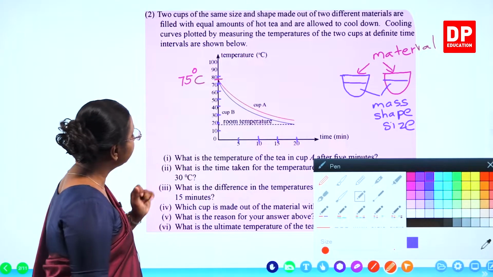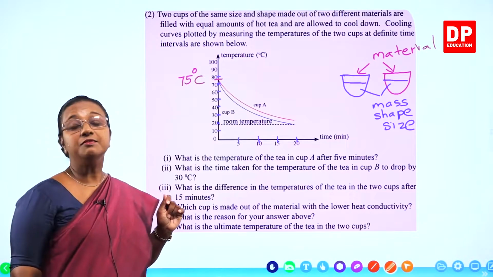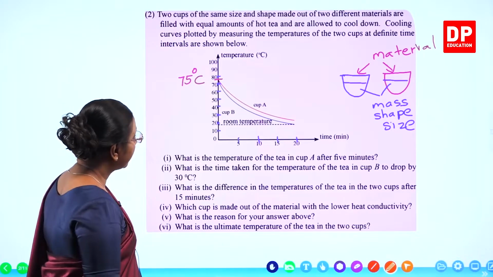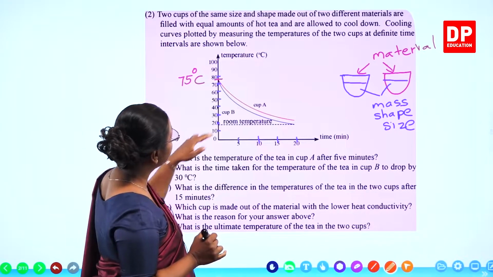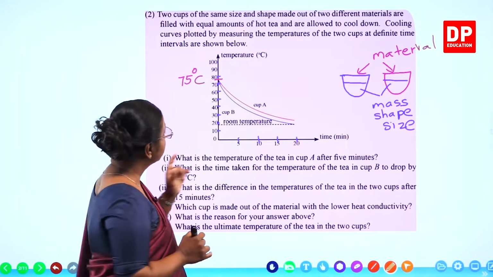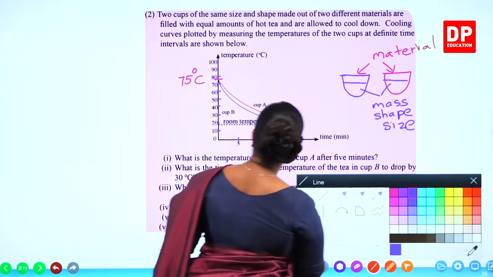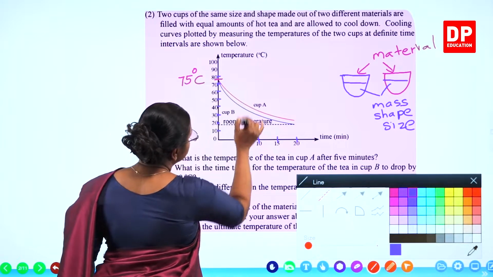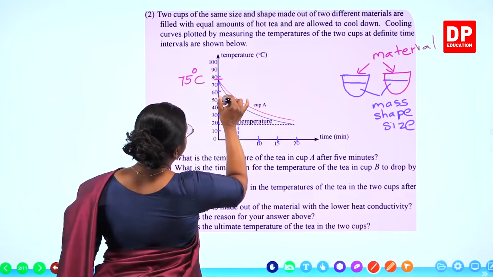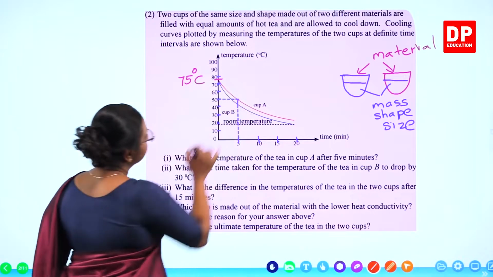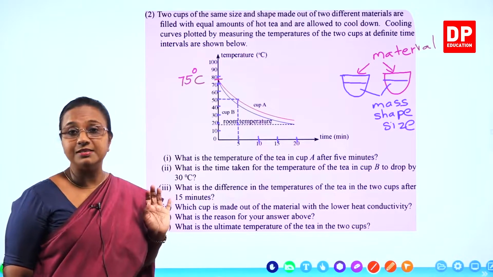So if we look at the first question, what is the temperature of the tea in cup A after 5 minutes? How do you find that? Here you can see this is the 5-minute mark and you need to find the temperature of cup A. There, we can use broken lines or even the normal lines. So 5 minutes to cup A. So we extrapolate this graph up to here, and if we draw another line, you can see it's almost 50 degrees Celsius. We will take that as 50 degrees Celsius.